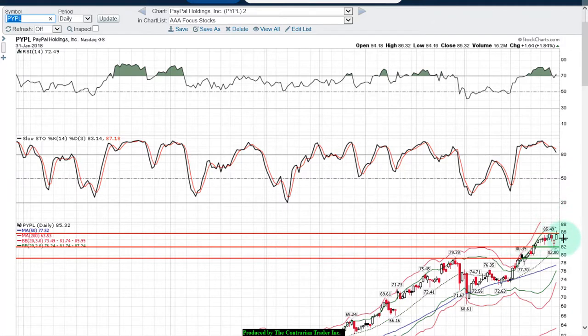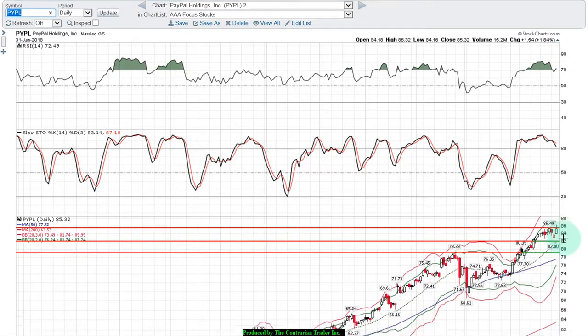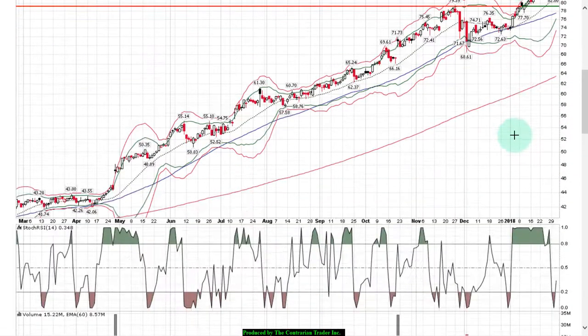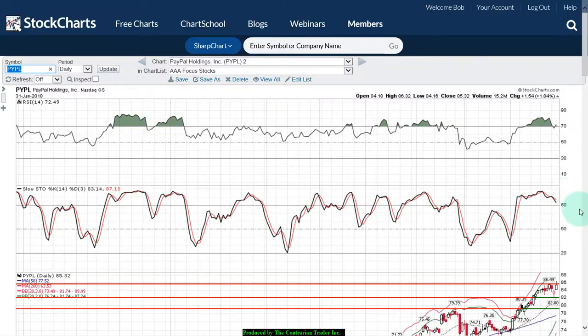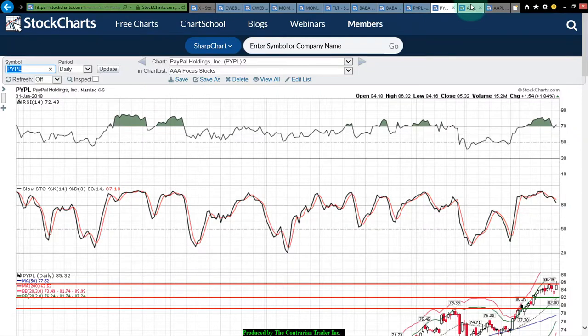That's a rule that you should never, ever forget. So yesterday's price action, while we traded up on the day, was not exciting to me. We need to see a close above resistance. Volume was high too. So PayPal is a watch. I think it's a buy on a breakout above resistance.